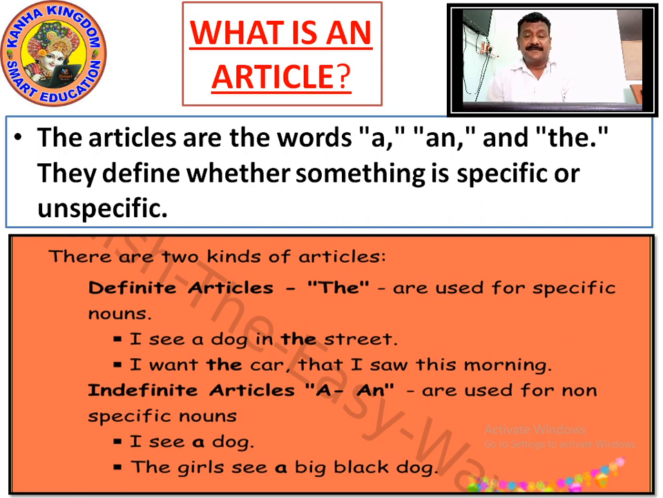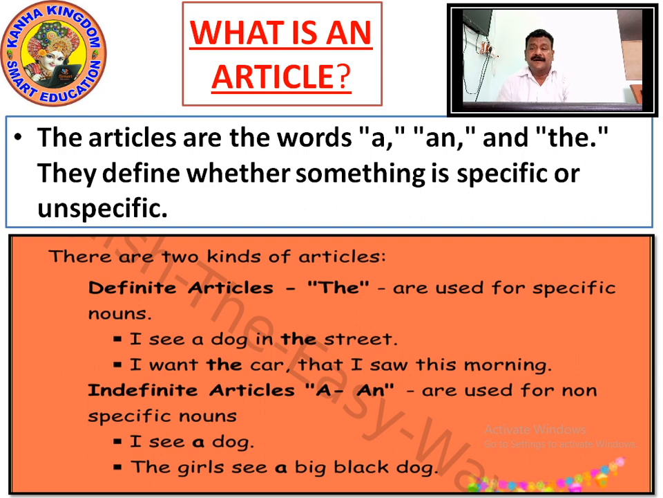The articles are the words a, an, and the. They define whether something is specific or unspecific. There are two kinds of articles, definite articles and indefinite articles. Definite article the is used for specific nouns. Articles a and an are used for non-specific nouns.